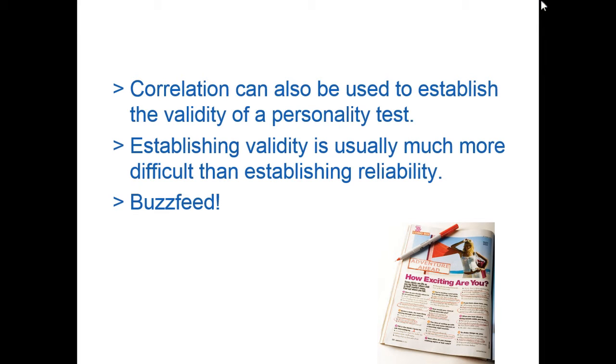I spend way too much time on BuzzFeed. If you ever are on BuzzFeed, so many of those ridiculous answer-these-personality-questions quizzes are just silly. We could, in essence, use correlation to validate, not those because they're silly, but a personality test. There are tons of personality scales. There's the Big Five. There's just so many. It's out of control, right? MMPI. And it's a way to establish validity.